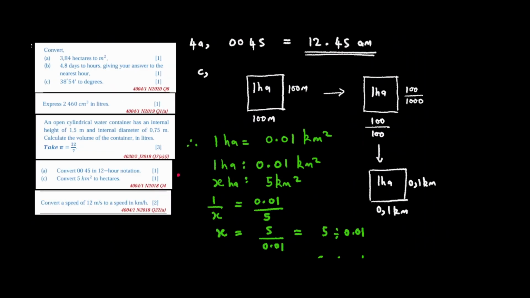Tikadai so tinenge tatopedza. Let us now go to our number 5, which is 30 under marker. Let us do that number. Convert a speed of 12 meters per second to a speed in kilometers per hour.